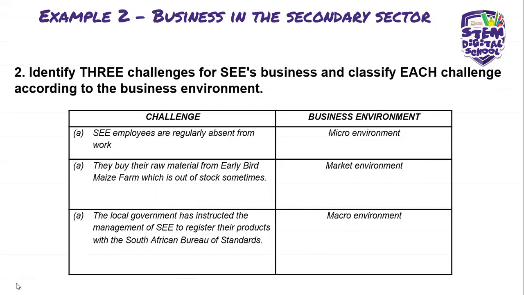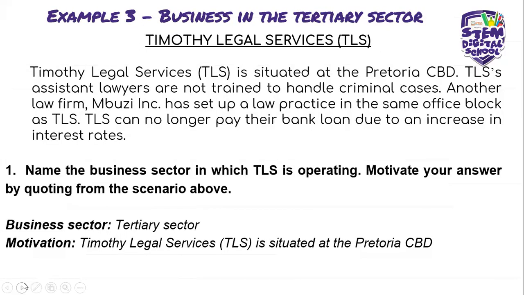Now, let's look at example number 3. It says Timothy Legal Services, your TLS. Timothy Legal Services is situated at Pretoria CBD. TLS assistant lawyers are not trained to handle criminal cases. Now, we need to look here. What is the business doing here? What do they do here?